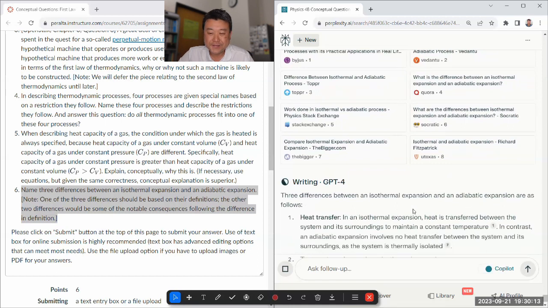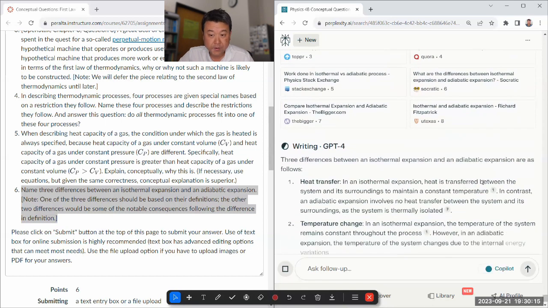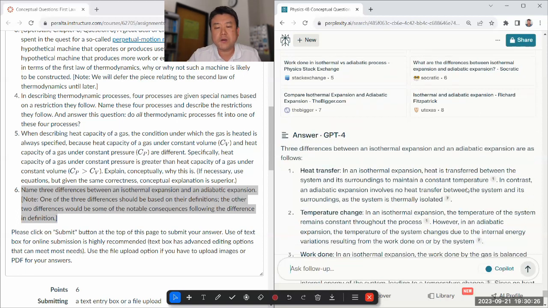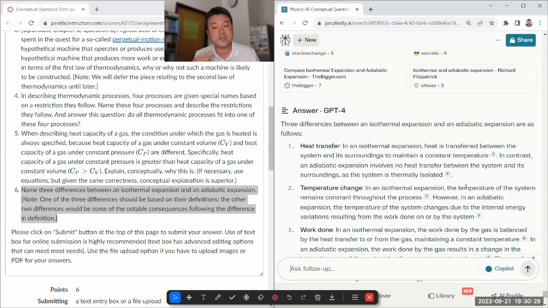Three differences. Heat transfer, right? In isothermal, heat is transferred. This is the part a lot of times people miss. People hear isothermal and maybe you're thinking thermos, so you think no heat transfer. It's the exact opposite. For an isothermal process, you have to have really good heat transfer between your system and the thermal reservoir.